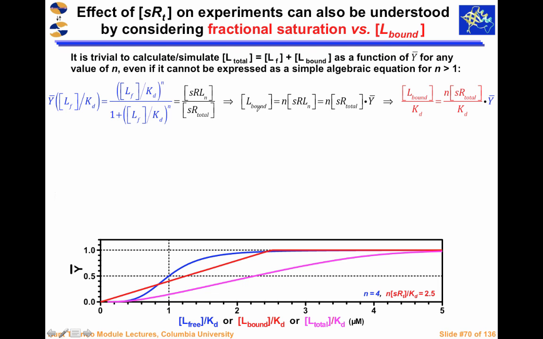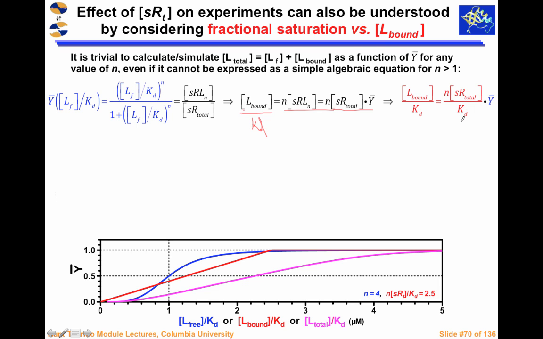Simple. We divide this equation through now by KD. Divide everything here by KD. What are we going to get? We're going to get L bound divided by KD equals NSRT over KD times Y bar.